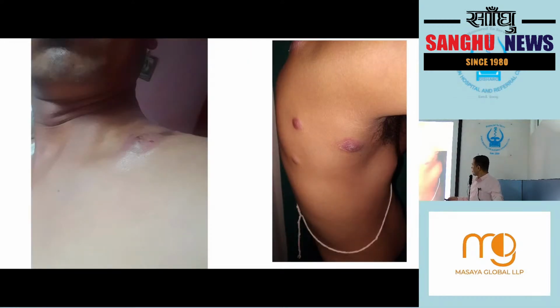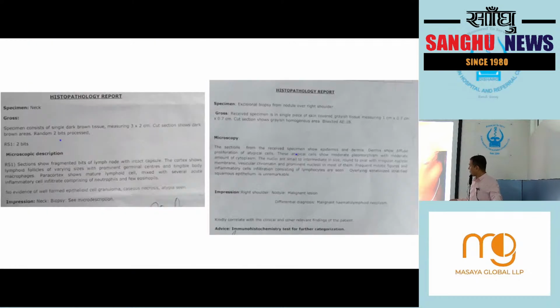These are some more pictures. The biopsy was done outside somewhere. This one is a lymph node biopsy. I have shown you a scar. This was reported as see microscopic description. The conclusion is see microscopic description. Right? Dermatologists do not like this. I also don't like this one.